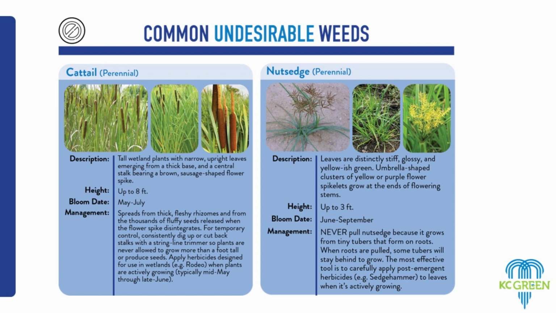And then nut sedge is a pretty common one too, on the right. This is one that you definitely don't want to pull, because all the little tubers in there will just resprout and it will just spread more. So I think Sedgehammer is one of the herbicides that's most effective on nut sedge.